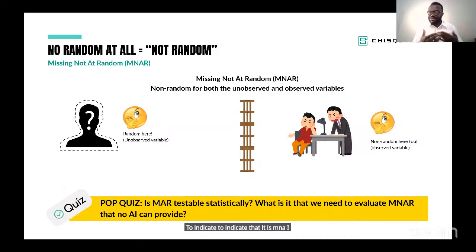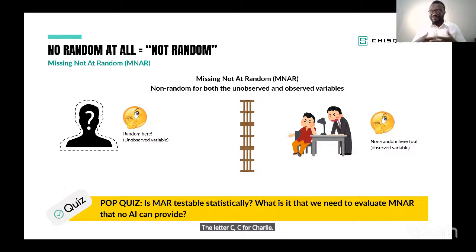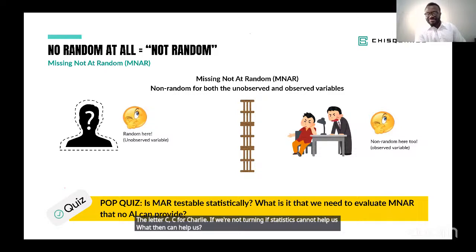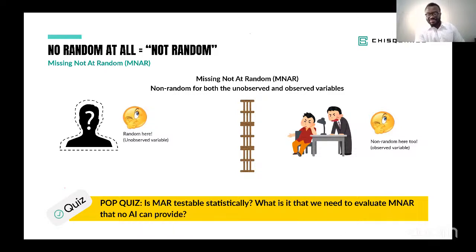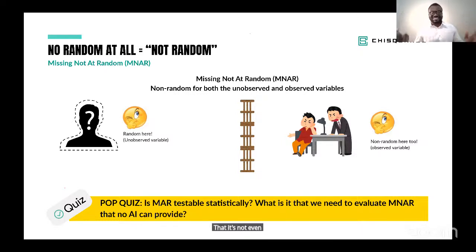I'm looking for a word that begins with the letter C, C for Charlie. If statistics cannot help us, what then can help us? Okay. Emmanuel? I think the only solution we can get is based on the context. Okay, thank you. Context is also correct, but I'm looking for another C word that is not as fancy as context. Context sounds so contextual. All right, any other thoughts for the C word?